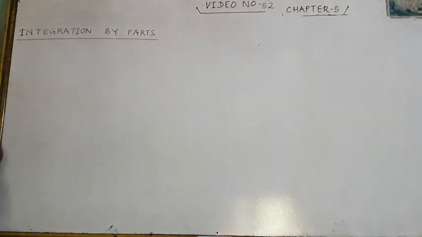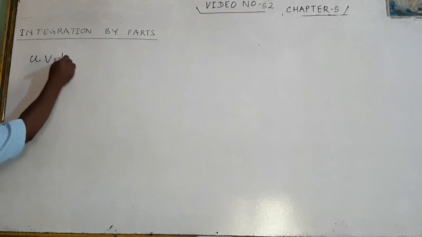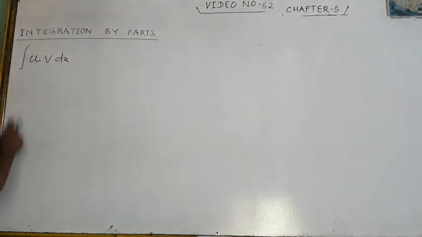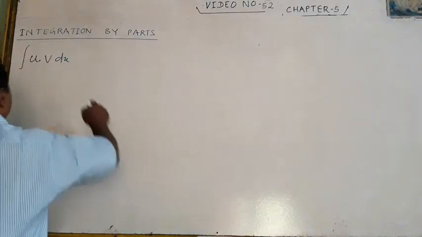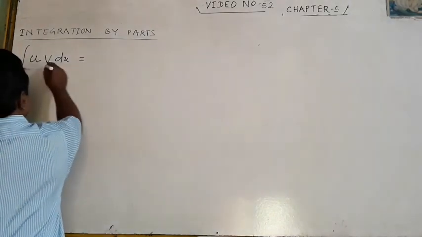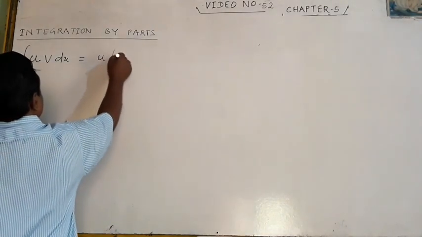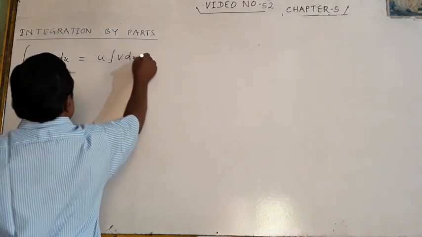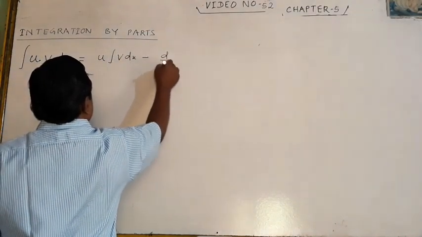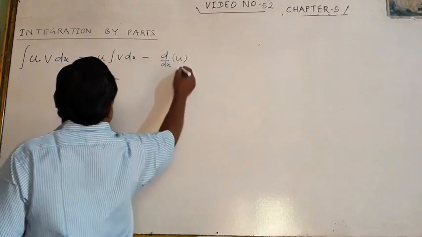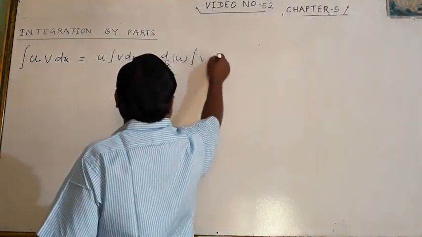Suppose two things are multiplied. One is u, another is v. If they are multiplied, they are different functions. First one is u and second one is v. Then its integration is first integration of second minus derivative of first into integration of second.